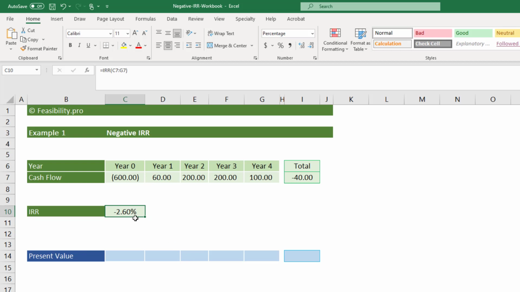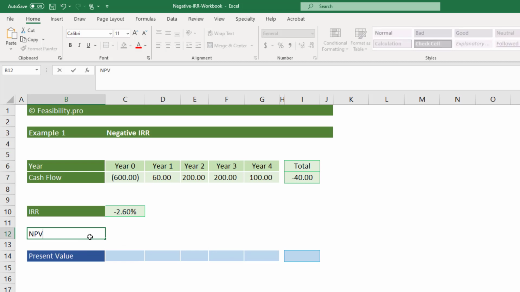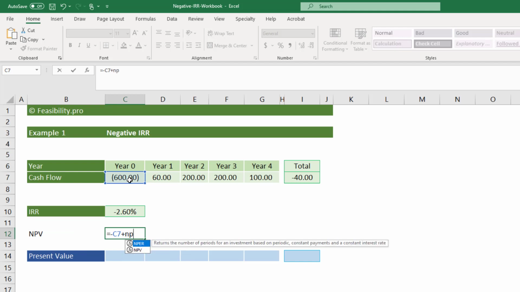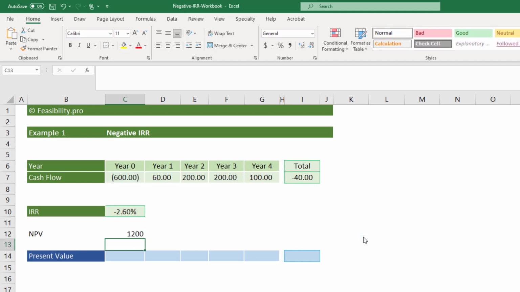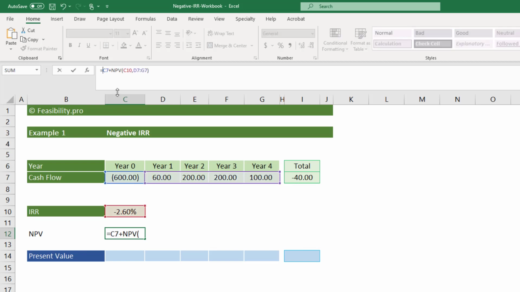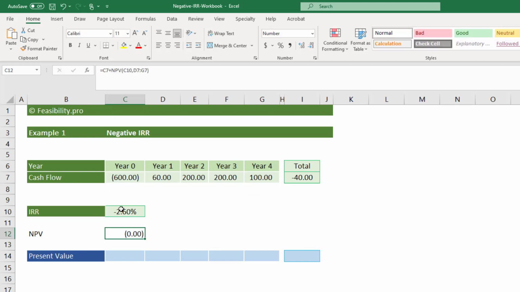Just to make sure that this IRR is correct, we will calculate the present value, or actually we can calculate the NPV. So we say NPV equals minus this plus NPV, the rate is this and the values are this, and we say yes. Oops. So we just say this and we get 0. That means Excel has calculated the correct IRR and there is no further need to calculate the present value.